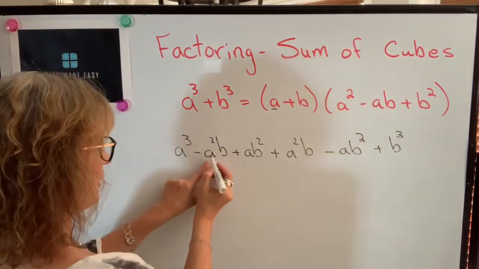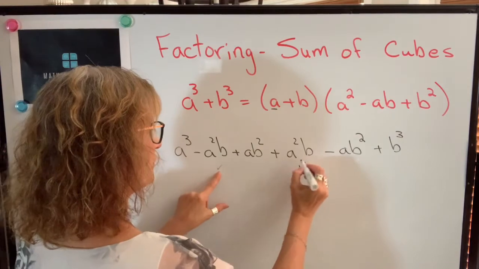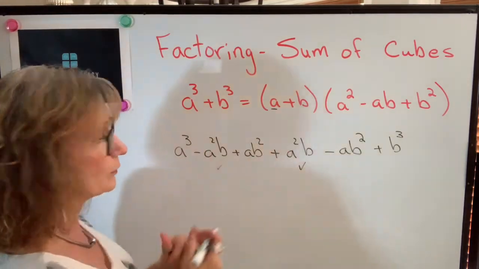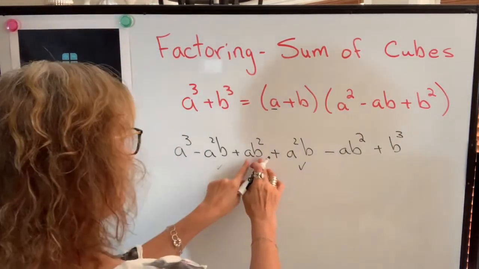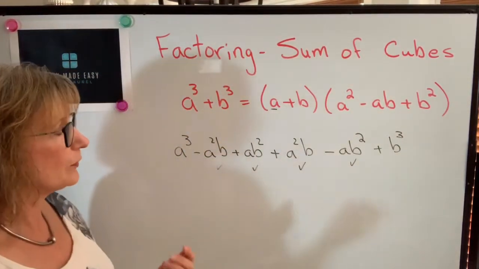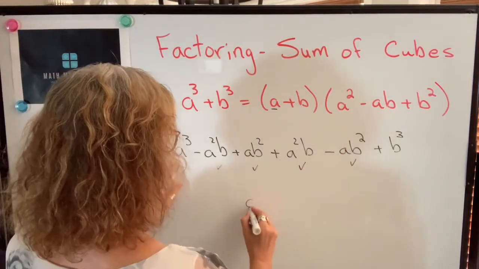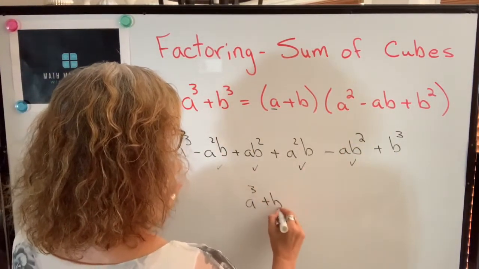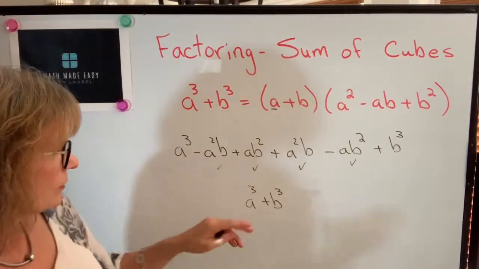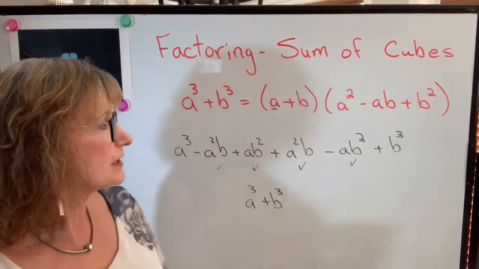Now you notice that we have a negative a squared b that is a like term with positive a squared b, and when I add those I get a 0. I have ab squared and negative ab squared, so when I add those two terms my result will be 0. So all that I'm going to be left with is a cubed plus b cubed. So now that I've proven that to you, now you can be comfortable in using this pattern.